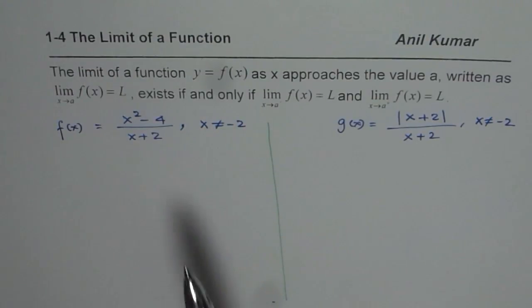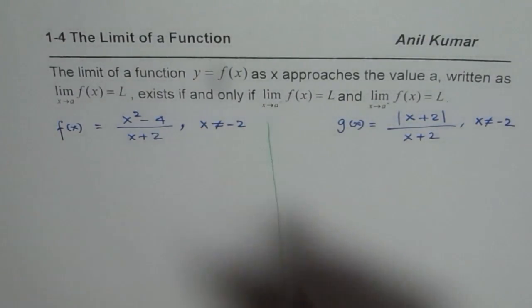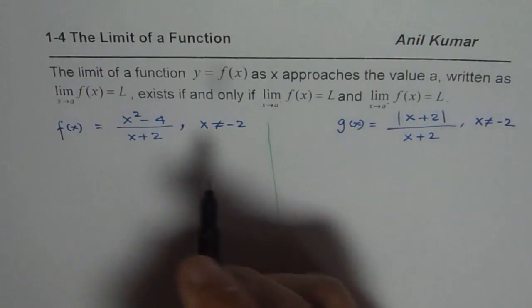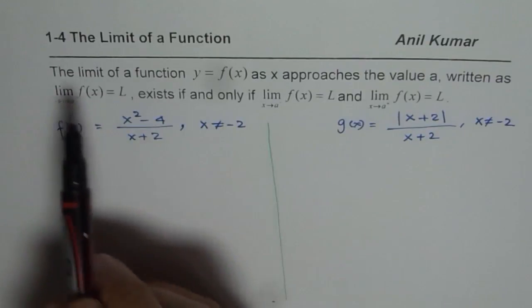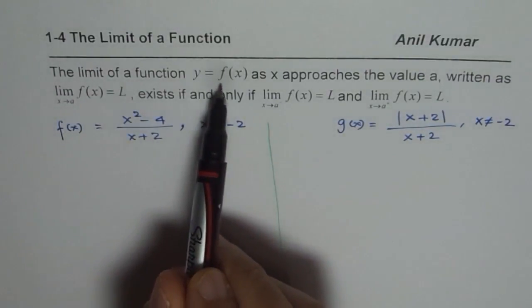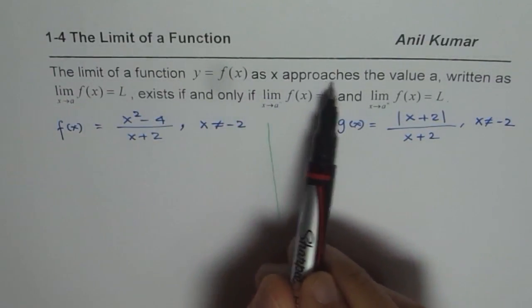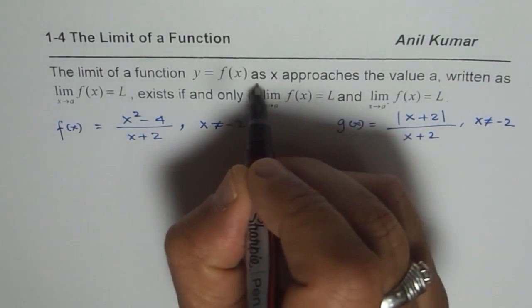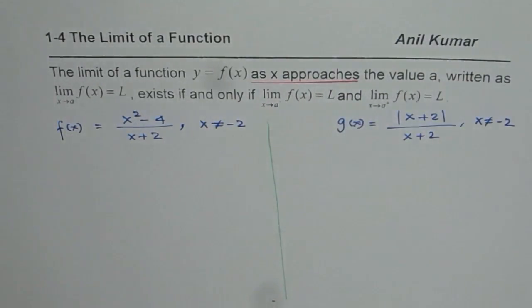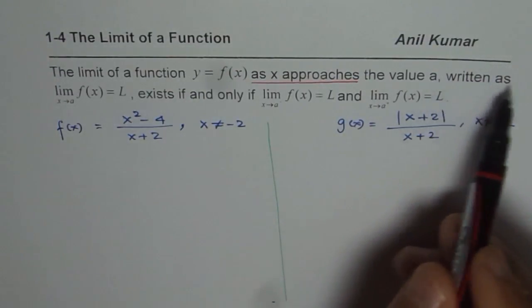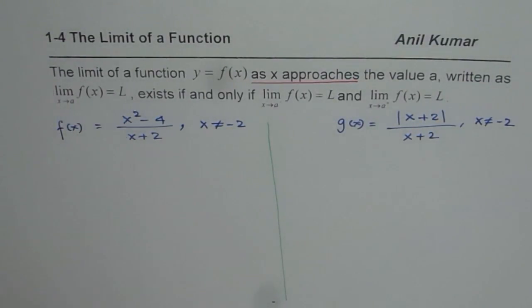And one of my ideas of taking these two functions is to emphasize that the limit really means we are approaching, right? So we are approaching. So I have a definition here which we'll further explore, but says limit of a function y equals to f of x as x approaches a value a, right? So as x approaches a value a is very important to understand. And we are going to write this as this kind of a thing, correct?